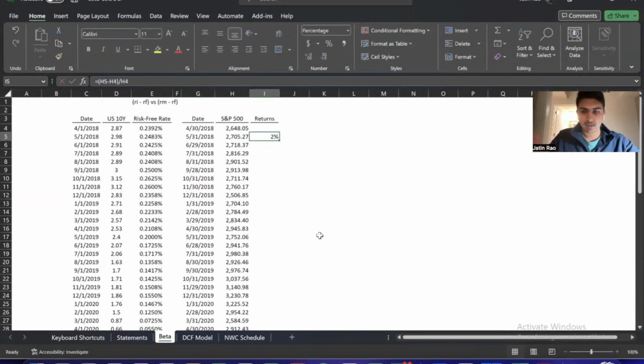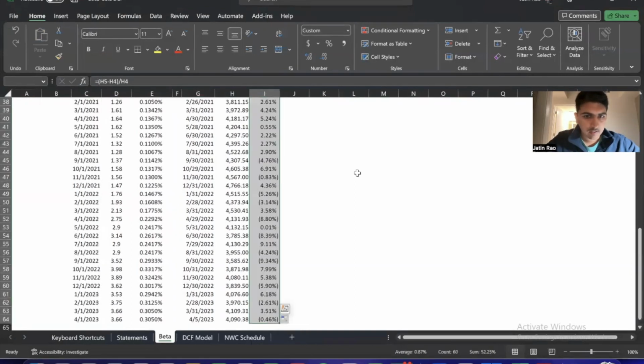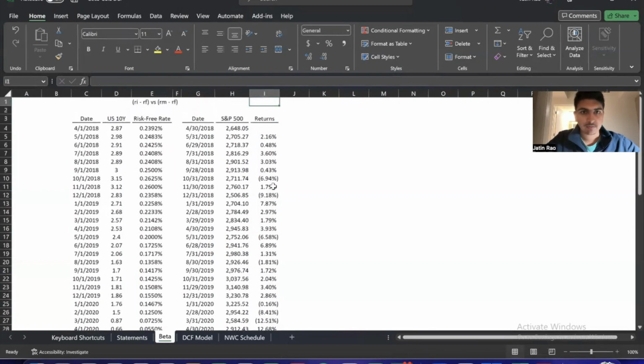So you got a 2% return, 2.16, which means if you invested in the S&P 500 on 4/30 at this closing price, and waited a month, that was your return. And you can double click that to take it all the way down. So we have how many months of data? We have 60. That's good because that's 5 years. We have 60 returns. That is very good.